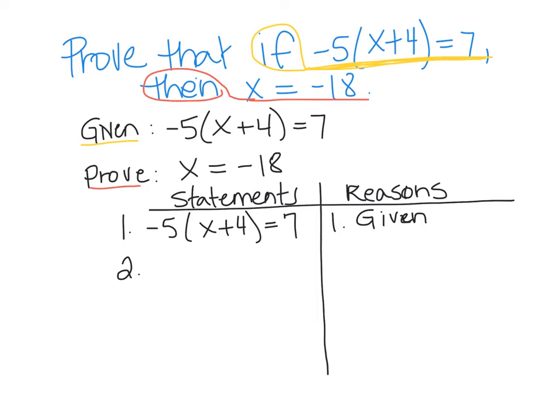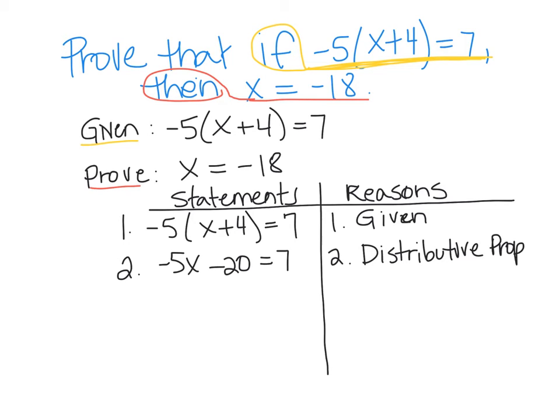Use the distributive property. So let's do it. -5 times x is -5x minus 20 equals 7. Okay, so my reason is, how did I get from here to here? What did I do to this to get this? I used the distributive property. And so that's my reason. The distributive property of equality.